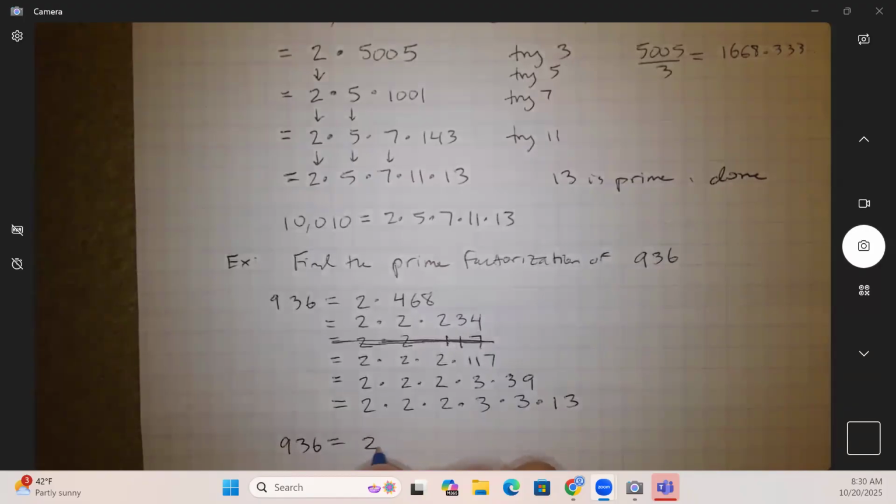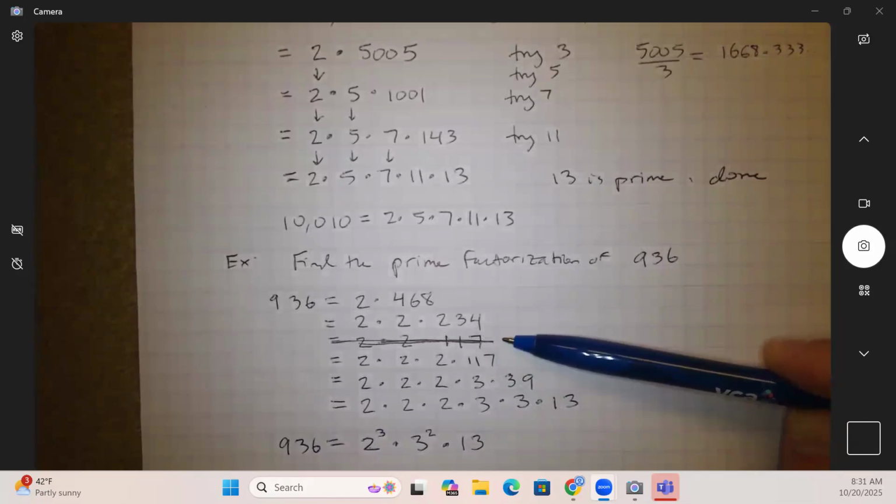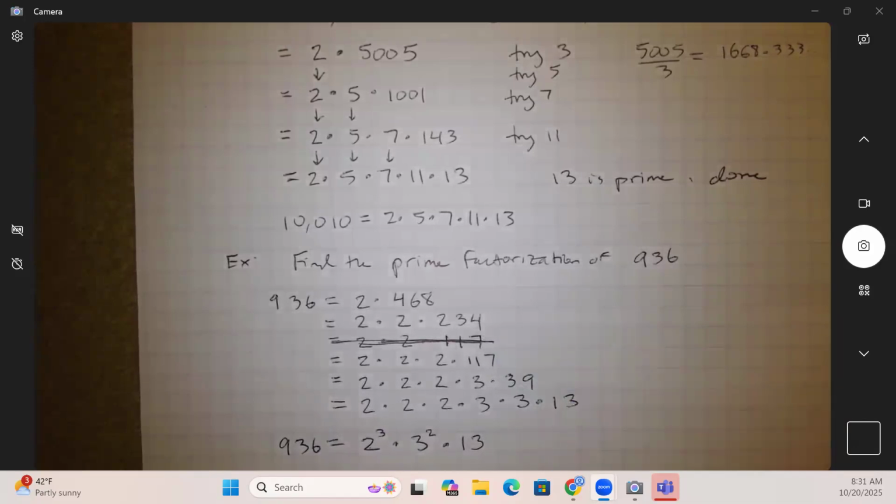And to have it a little more compact, we usually use exponential notation. 2 times 2 times 2 times 3 times 3 times 13. How do you know if you got it right? Just check it. Grab your calculator and do the 2 times 2 times 2 times 3 times 3 times 13. You're going to get back to 936. And if I had forgotten that 2 right there, I probably would have caught it when I checked my work.